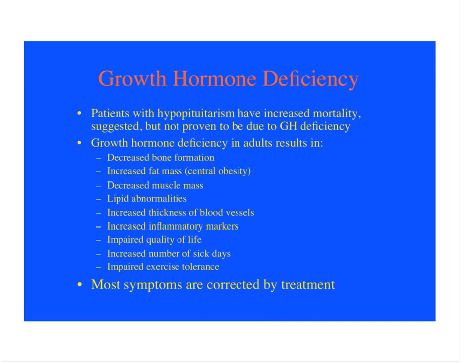We'll start talking about growth hormone deficiency. Patients with hypopituitarism have increased mortality that's suggested but not proven to be due to growth hormone deficiency. Growth hormone deficiency in adults results in decreased bone formation, increased fat mass, specifically central obesity, decreased muscle mass, lipid abnormalities, increased thickness of blood vessels, increased inflammatory markers, impaired quality of life, increased number of sick days, and impaired exercise tolerance. Most importantly, most of these symptoms are corrected by treatment.